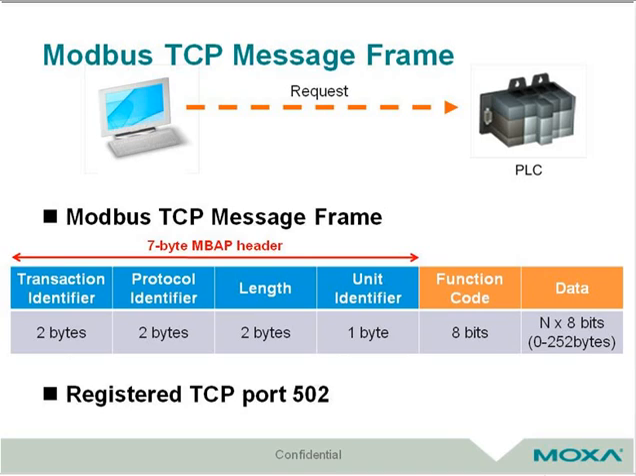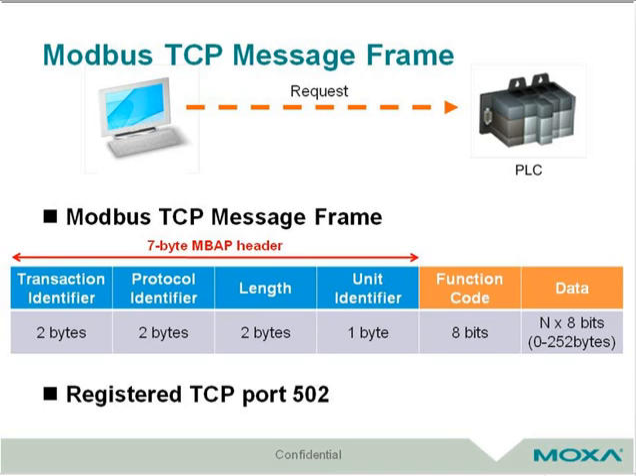The first one is the transaction identifier. It is used for transaction pairing. The Modbus server, or you call it slave, copies the transaction identifier from the request into the response. The second part is the protocol identifier. It is used for intra-system multiplexing, and the Modbus protocol is identified by the value 0.